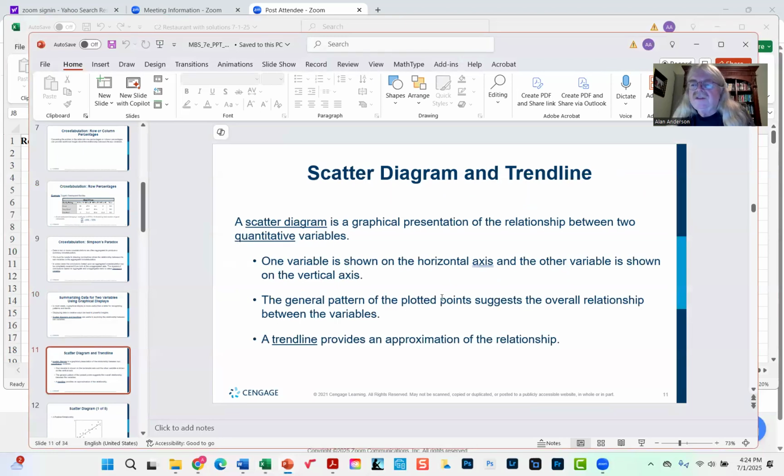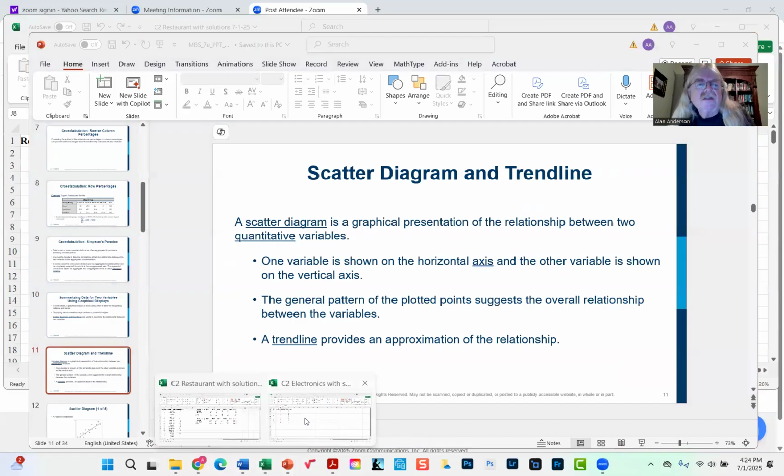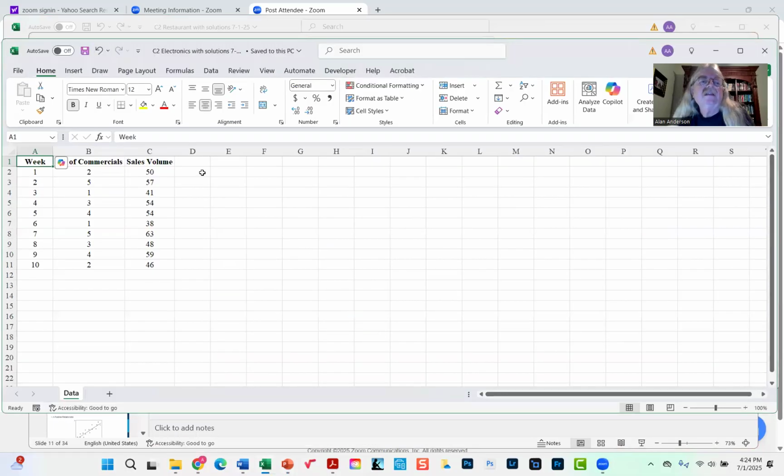I don't think we're going to do it with this data. We have another spreadsheet in here, which is called electronics. Yeah, that's the one. Okay. So you can see here, this one refers to an electronics store. And they're trying to find out at this store if there's a connection between their sales volume and the number of commercials that they've run on TV. Because, you know, they spend a lot of money in these commercials. They have to know if they're helping sell products.